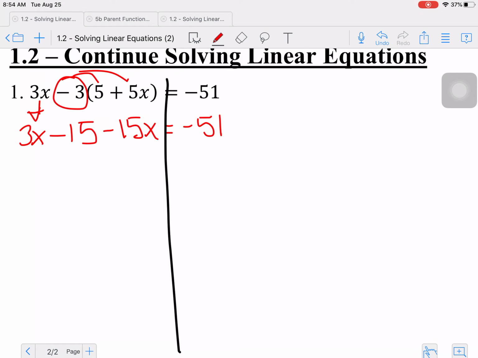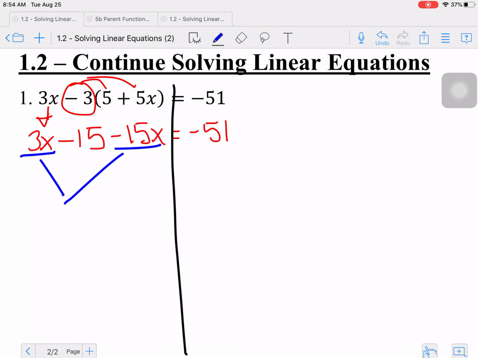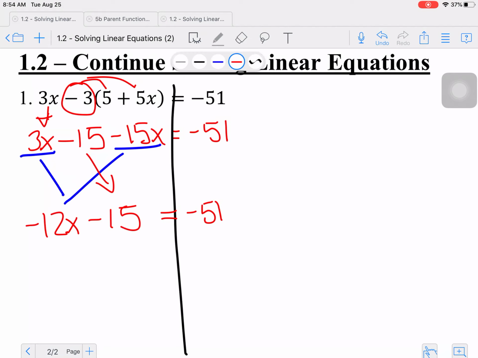Now the next question is, can I simplify further? Do I have any like terms? And the answer is again, yes. I see that there's a -15x there, and I see that there's a 3x. They both have an x, which means that you can actually combine like terms. So I'm going to go ahead and do that. So now my equation is going to be 3x minus 15x, which is -12x. And then I'm just going to drop the -15 there. Equals -51. Perfect. So now I can go ahead and solve.